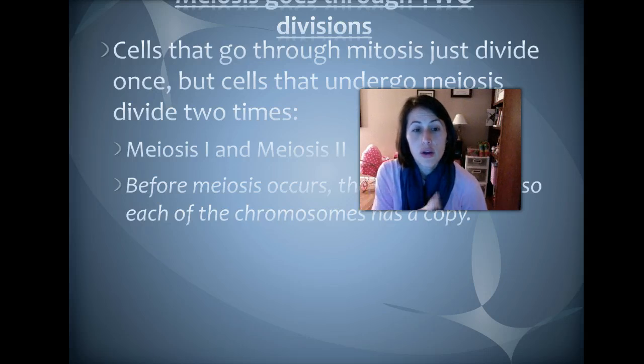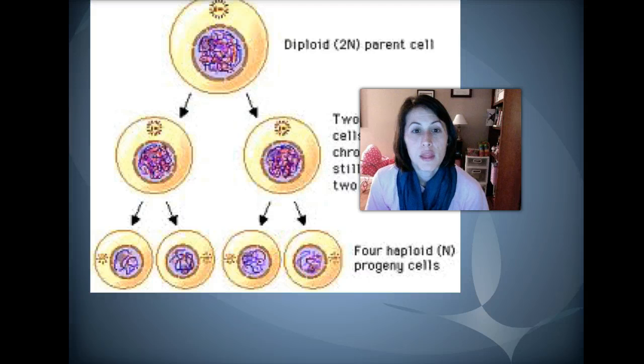They have a meiosis 1 and a meiosis 2. And before meiosis can occur, the DNA replicates, we've talked about that, so that all the chromosomes have a copy before the whole process gets started. So here we have our original cell. It's diploid. It splits once. It goes through meiosis 1.